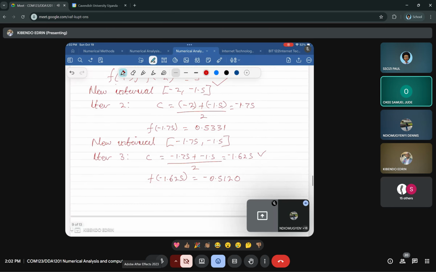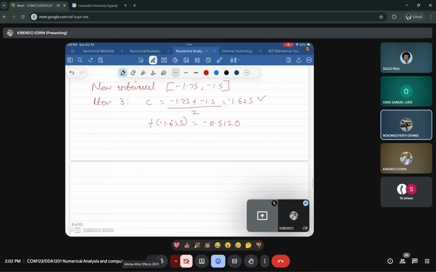You first scroll. Are we on the same page? When you say negative 0.5, are you getting it? Negative 0.5 is negative, and the other is positive. What is our new interval here, Dennis?